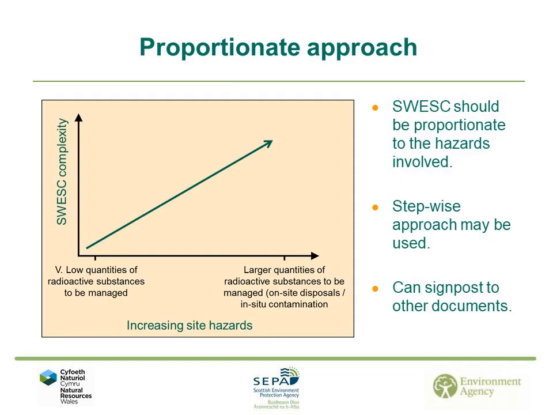Proportionate approach. An operator should maintain a SWESC that is proportionate to the complexity of their site and the hazards involved. A simple SWESC may be adequate for a site where the operator can easily demonstrate that no or very low concentrations or quantities of radioactive substances will remain on site. The SWESC will increase in complexity where there is contamination of ground or groundwater by radioactive substances and/or where the operator proposes to dispose of radioactive waste on site.